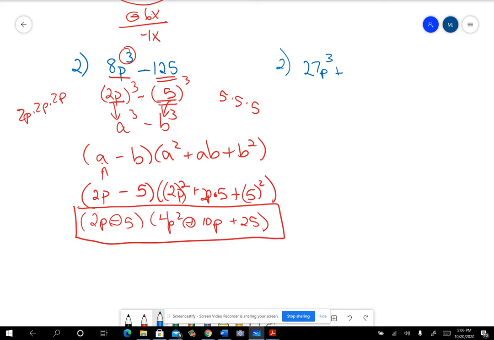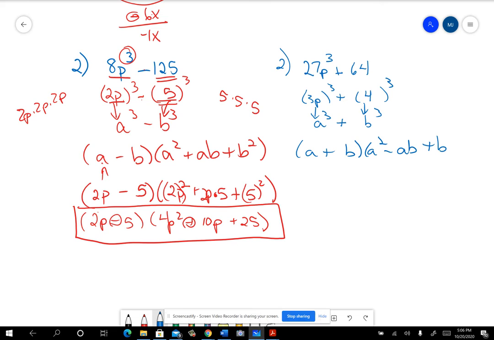Yeah, the other one was 27p to the third plus 64. So it was very similar. 3p would get cubed to make 27p to the third, and then 4 would get cubed. And so that means when we do the formula, it's the plus formula on this one, not the minus formula. 3p goes for the A and 4 goes for the B. The plus formula says it's going to be A plus B, and then A squared minus AB plus B squared.